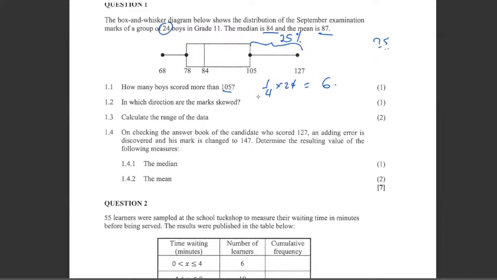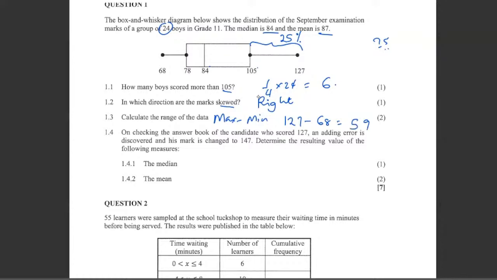So 6 boys got over 105. All right. Then in which direction are the marks skewed? So with the direction, we're looking at left or right. So in this case, I'm going to say right. The marks are skewed to the right because we're seeing a bigger space. That's it. Then range, we know that the range is the maximum minus the minimum. So the maximum is 127, the minimum is 68. So 127 minus 68, this gives us 59.